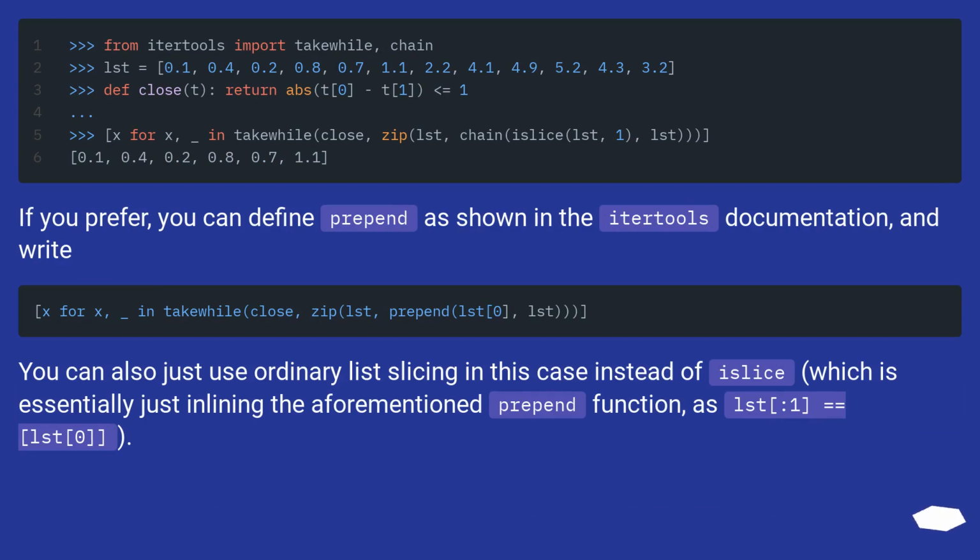if you prefer, you can define prepend as shown in the itertools documentation, and write. You can also just use ordinary list slicing in this case instead of islice, which is essentially just inlining the aforementioned prepend function, as lst[:1] == [lst[0]].